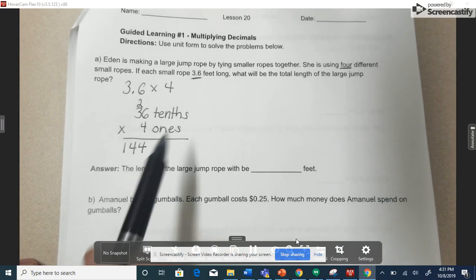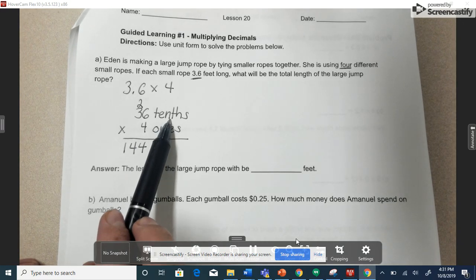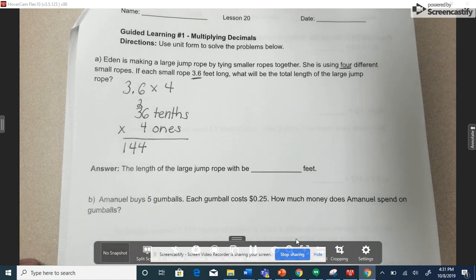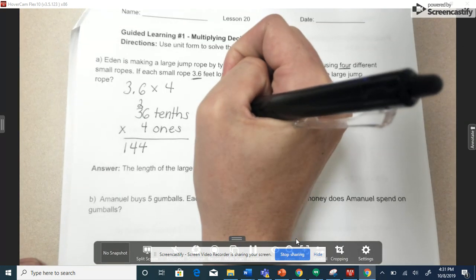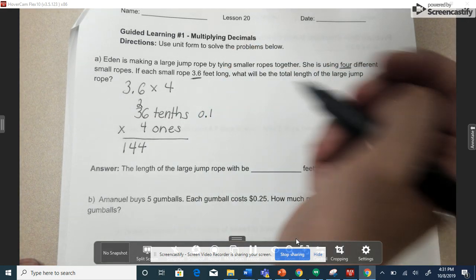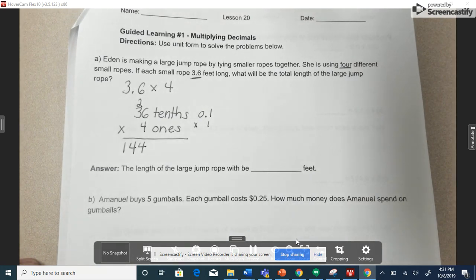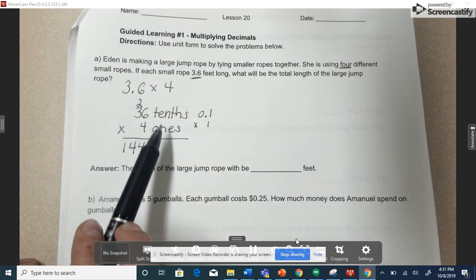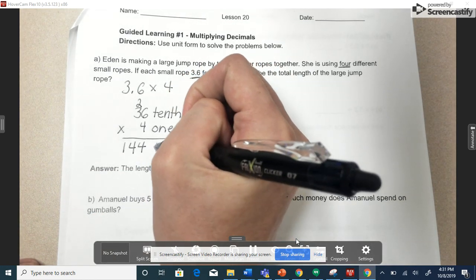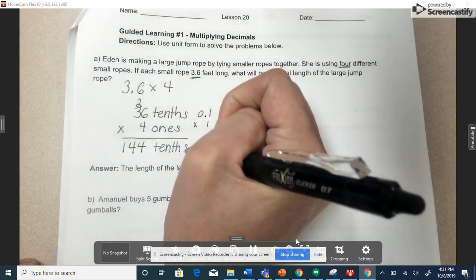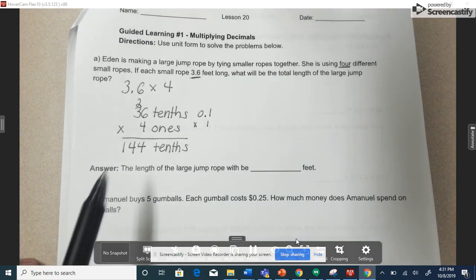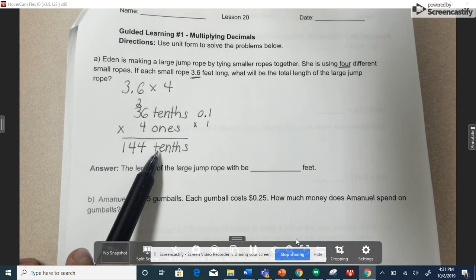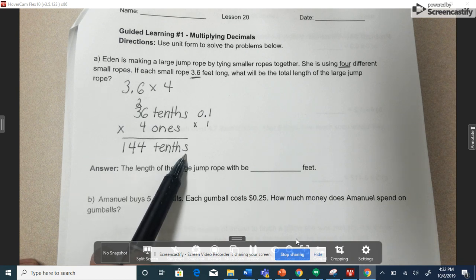But now I need to multiply my place values. Tenths times ones, that's the same. And I'm just going to write it here so you can see as 0 1/10 times 1. That's not blurry. Okay. 0 1/10 times 1, I know is 0 1/10. So I know that tenths times ones is tenths.